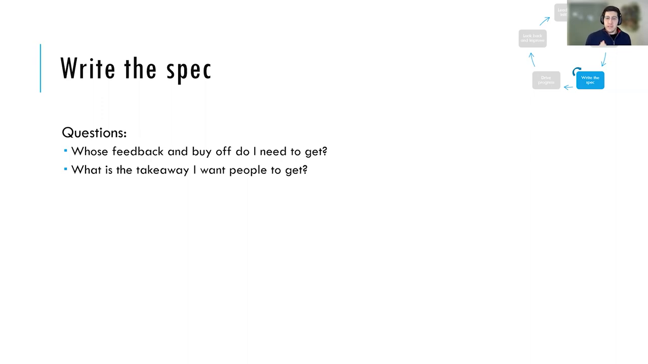I want to be proactive about getting that feedback, and I want to develop relationships with those people. And this is important, since we need to make sure that the team is on the same page before we start the execution. And then the second one is, what is the takeaway that I want people to get? And I ask myself this question because I want to be intentional about the points I want to punch in the spec.